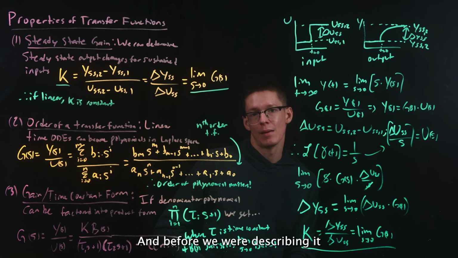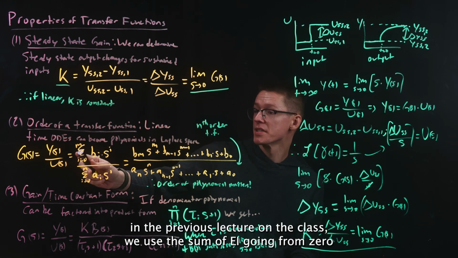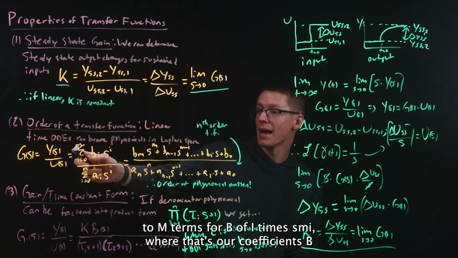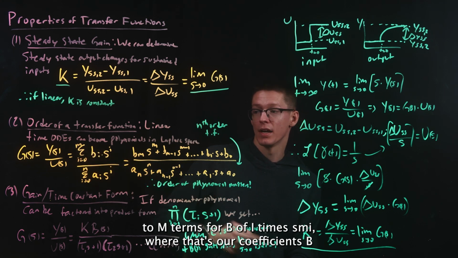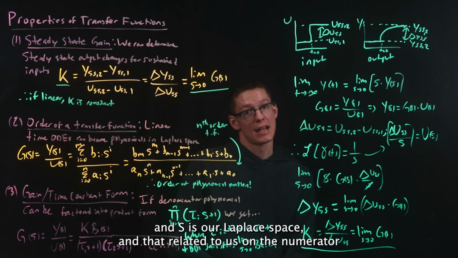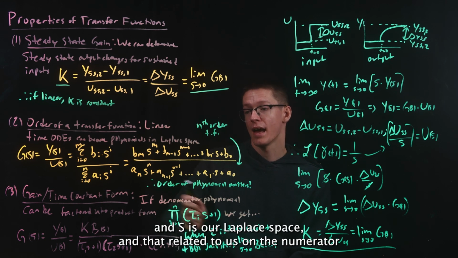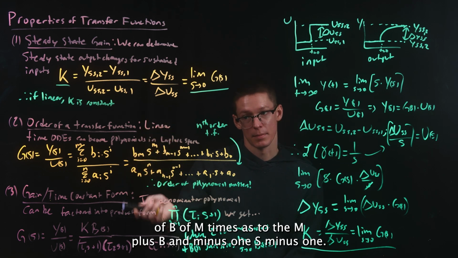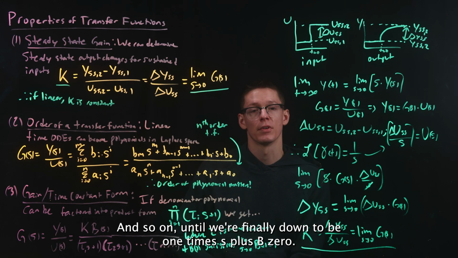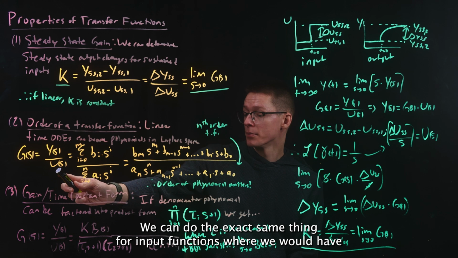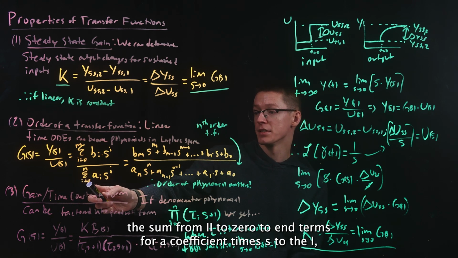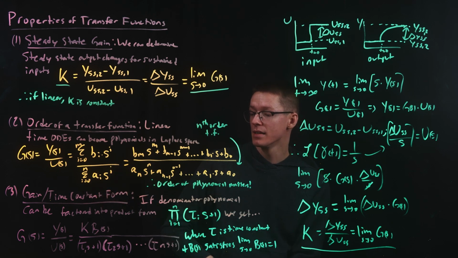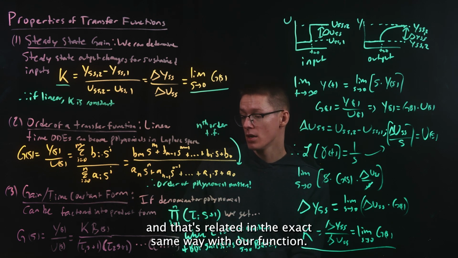Before, when we were describing it in the previous lecture on Laplace, we used the sum of i going from 0 to m terms for b_i times s^i, where b are our coefficients and s is our Laplace space. That relates to the numerator as b_m s^m plus b_(m-1) s^(m-1), and so on until we're finally down to b_1 s plus b_0. We could do the exact same thing for our input functions, where we would have the sum from i equals 0 to n terms for a coefficient times s^i, related in the exact same way.